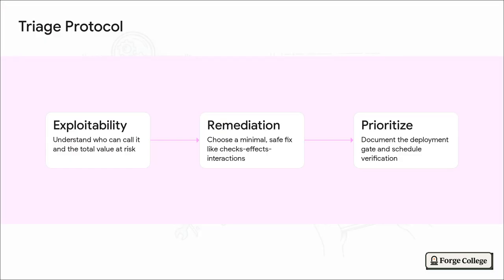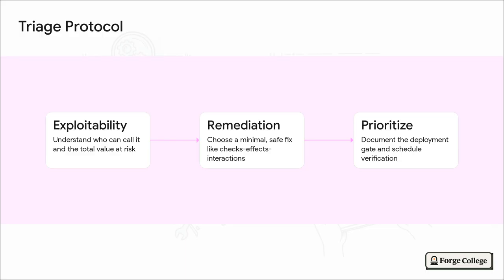So here is your exact triage protocol. Step 1. Understand exploitability. Ask yourself, who can actually call this function? What's the value at risk? If literally anyone can call it and drain funds, well, it's an immediate blocker.